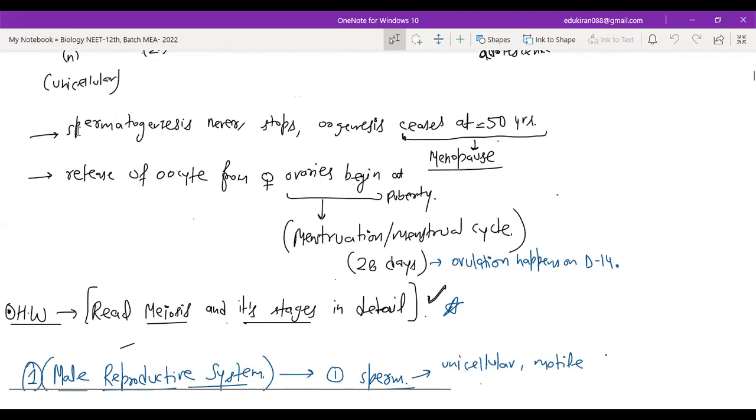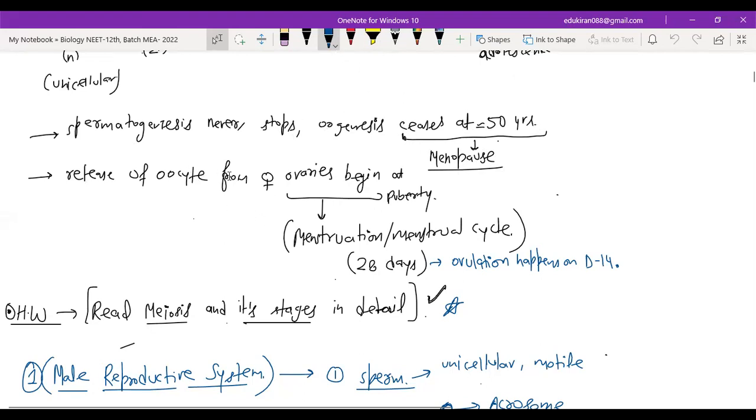Spermatogenesis, once it starts after puberty, it never stops. It continues, it does not cease. But oogenesis ceases, it stops at around 50 years. The sexual cycle of females is limited. That is called menopause. And the first cycle that starts is called menarche. Menarche and menopause are two concepts.